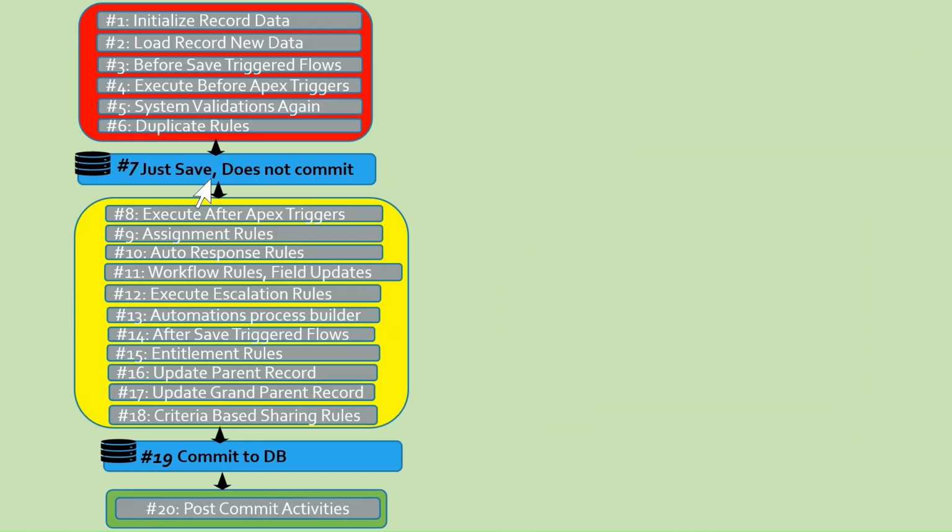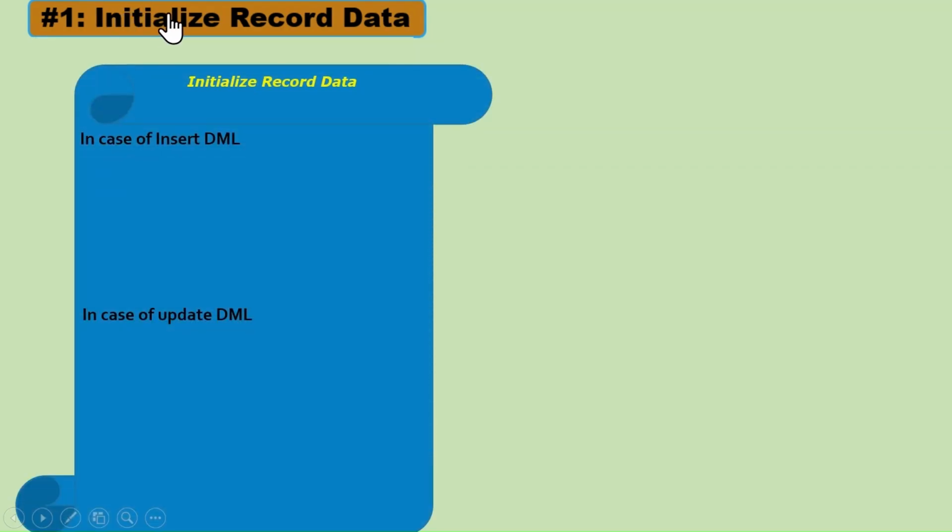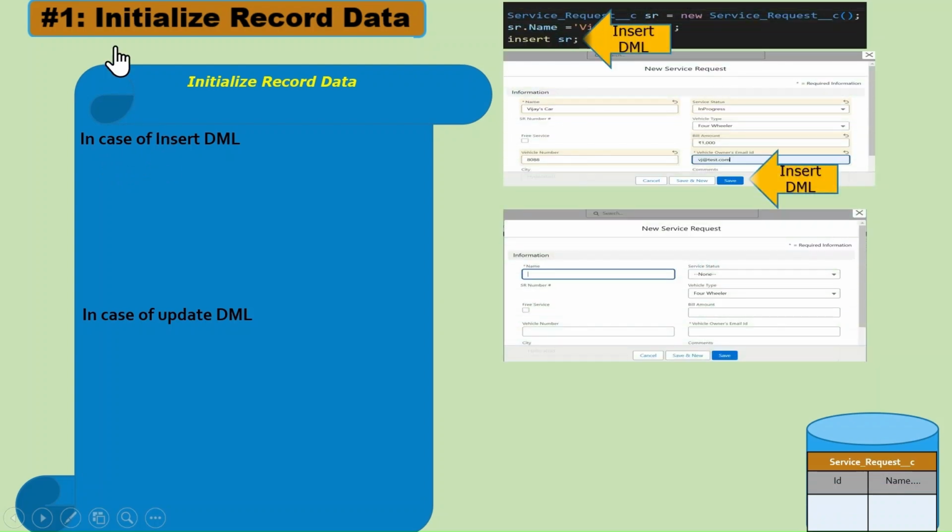Now, let's see how each step gets executed in the order of execution. The very first step is initialize record data from the database. Let's see what Salesforce does as part of this step for the insert DML and update DML. First, we will see in case of insert DML, what does Salesforce do as part of this first step. On click of save, it actually loads the data from the database.